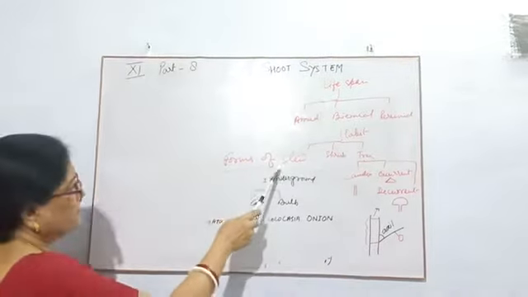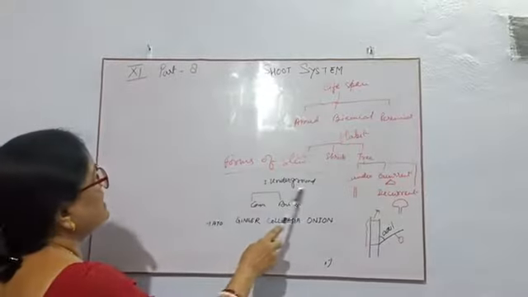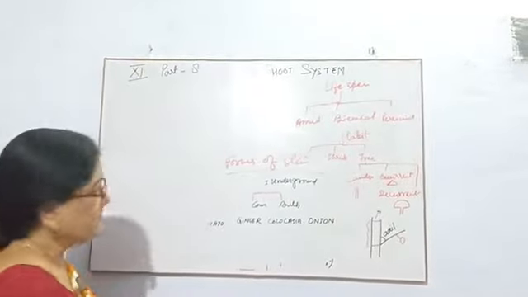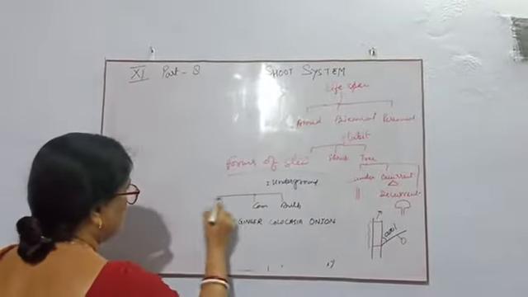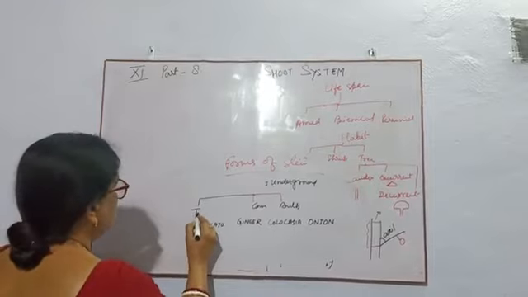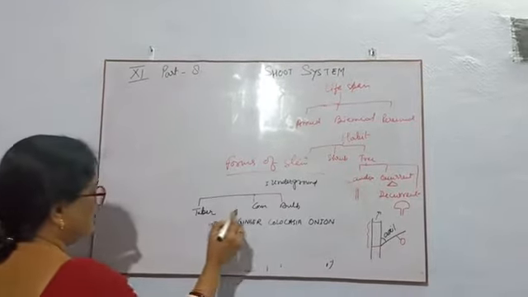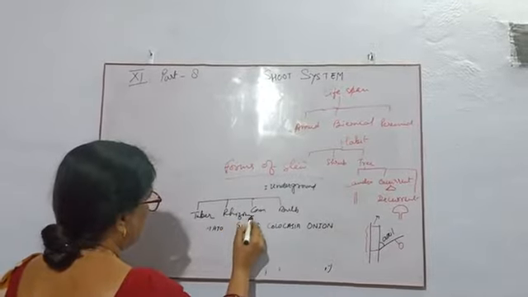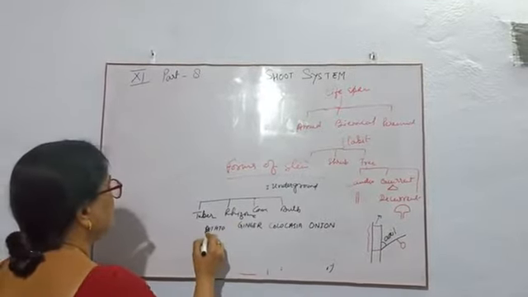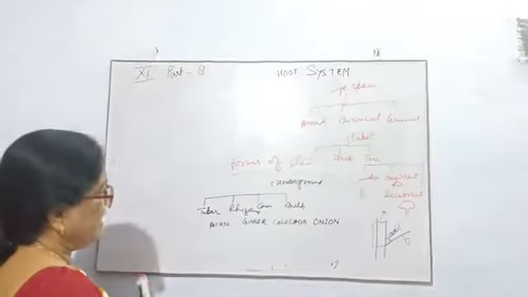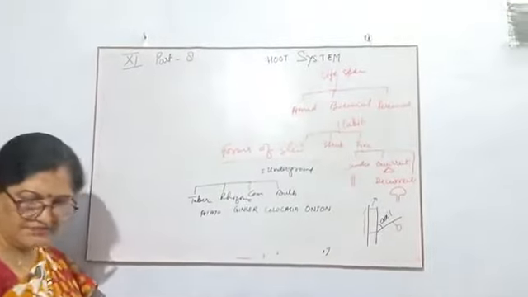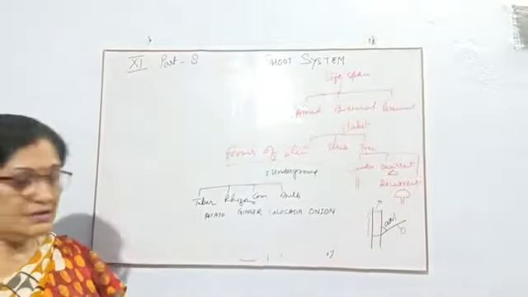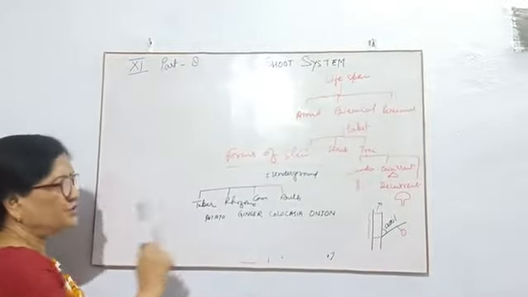So forms of stem, first is underground stem. Underground stem has tuber, then rhizome, then corm, and then bulb. So first I will explain about the tuber. For the tuber, the example is potato.